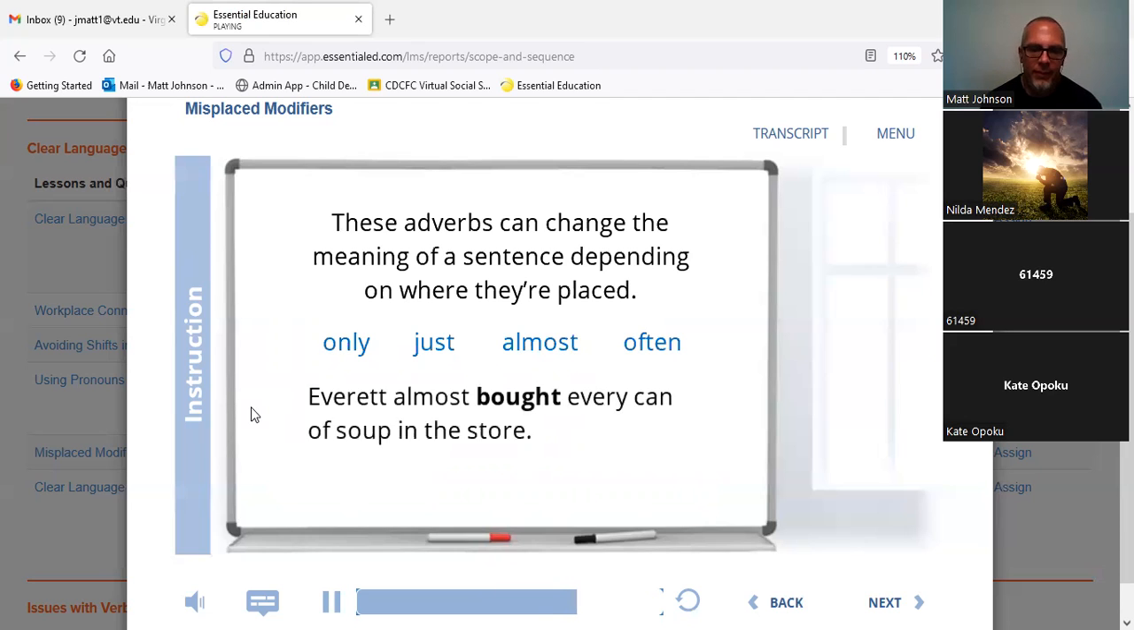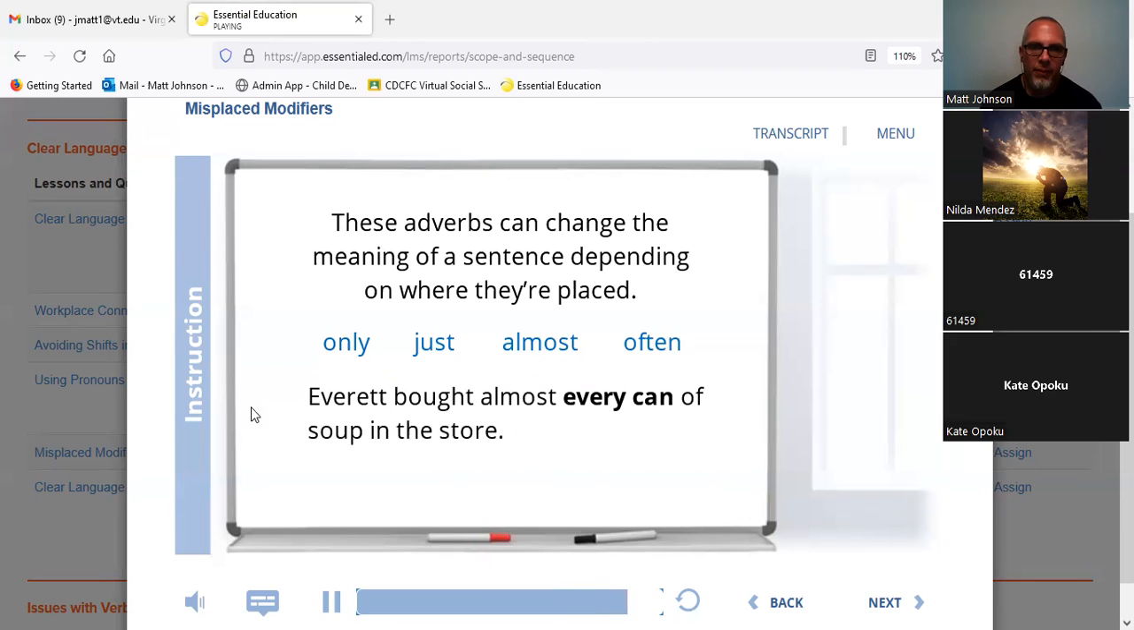Take a look at this sentence. Everett almost bought every can of soup in the store. What's wrong with this sentence? The word almost is an adverb meaning nearly. Because it's before bought, the sentence really means that Everett was thinking about buying all the soup, but he didn't. He almost bought it. I think the writer means this.